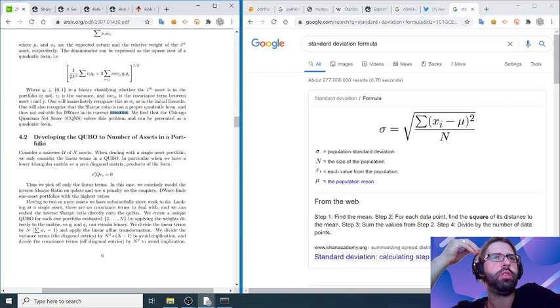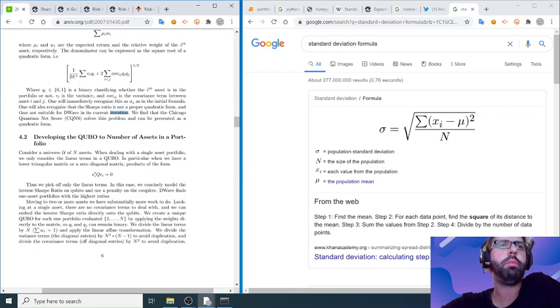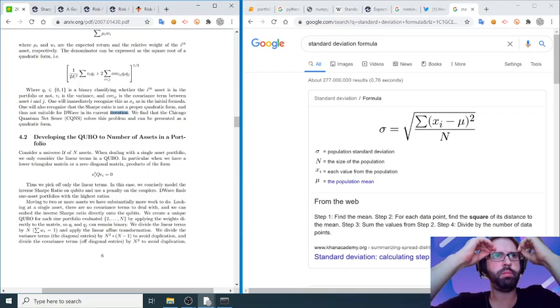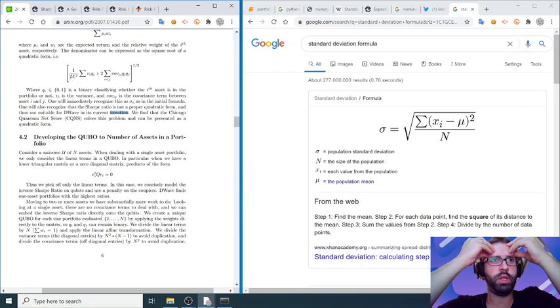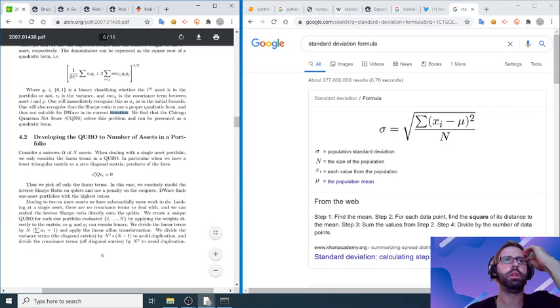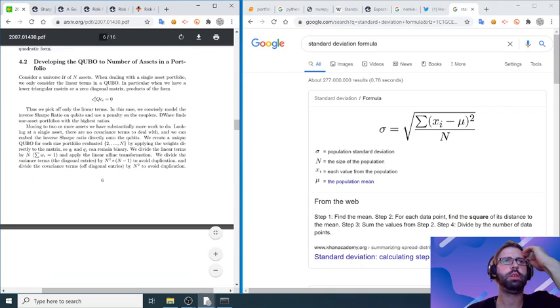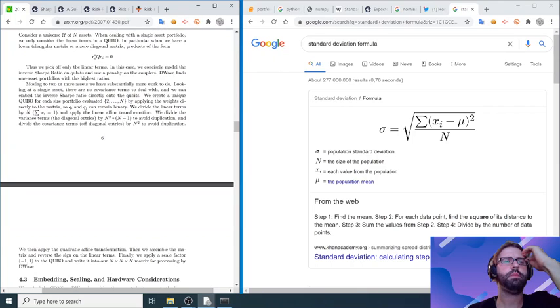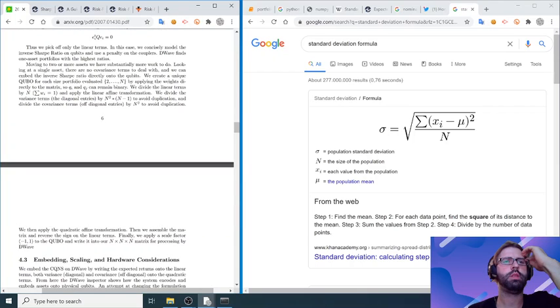Okay, so you just add penalties to the couplers so they are not picked up, and we pick off only the linear terms, the variance based on this formula, or what? We create a unique QUBO for each size portfolio by applying the weights directly to the matrix.